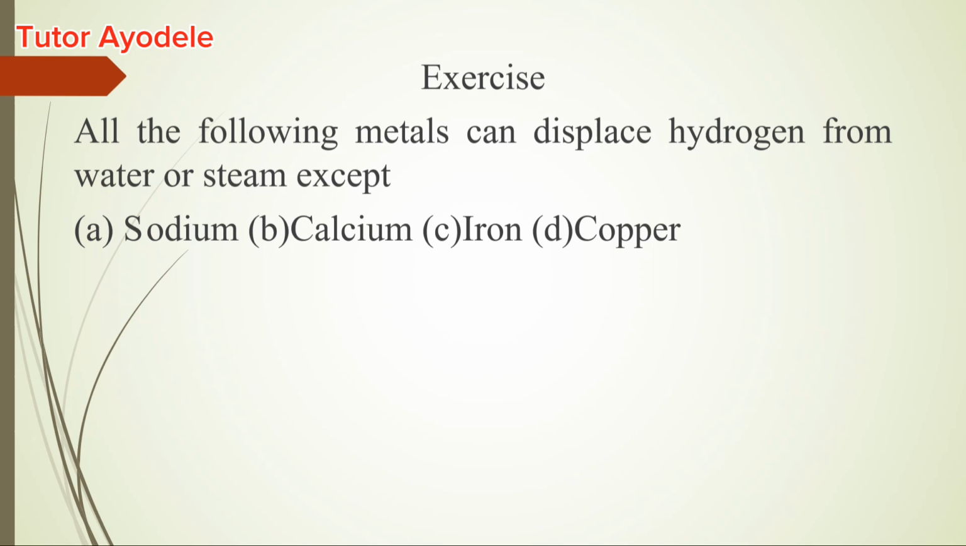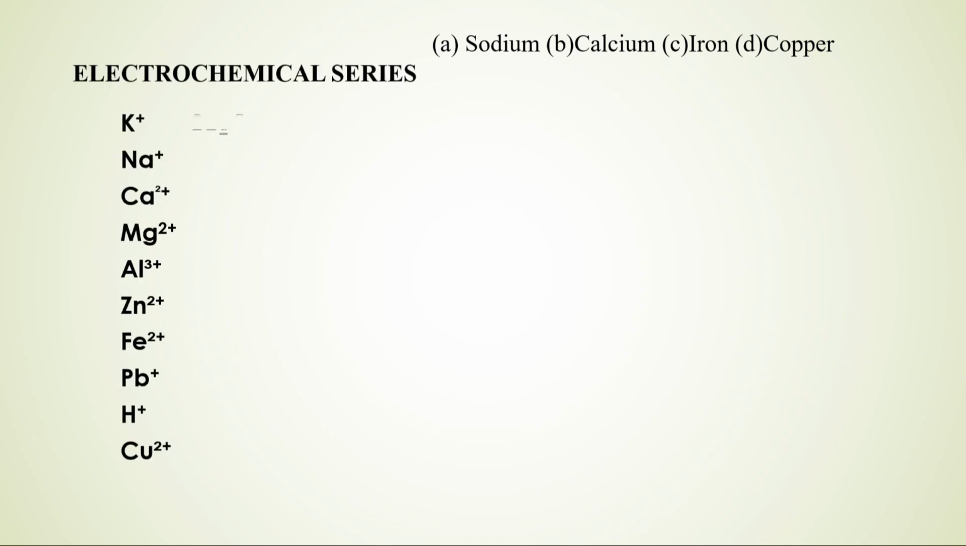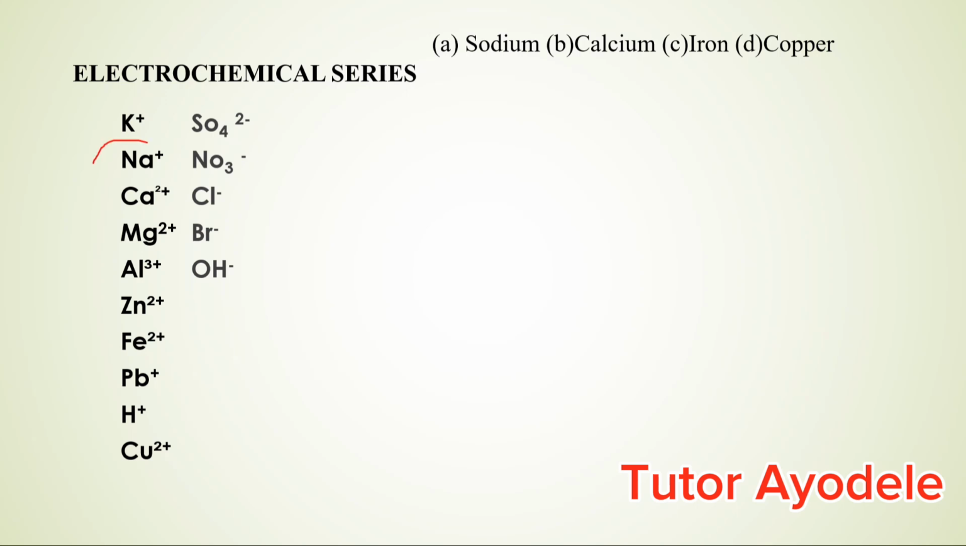Alright then, let's dive into the question. The first thing we're going to do is bring out our elements, sodium, calcium, and iron, and compare them with the electrochemical series. With that, we're going to determine which of them is not going to be able to displace hydrogen from the electrochemical series. The first element there is sodium, the sodium ion, and the second one is the calcium ion, and the iron, let me highlight that for you. Then the last one is the copper ion.